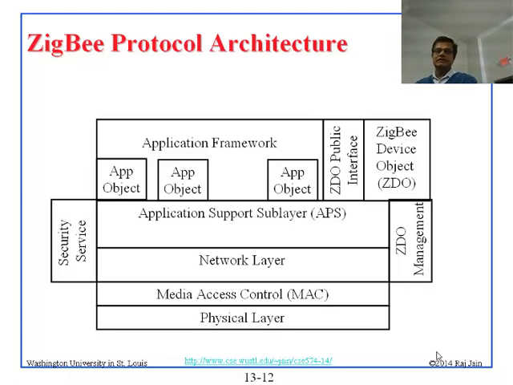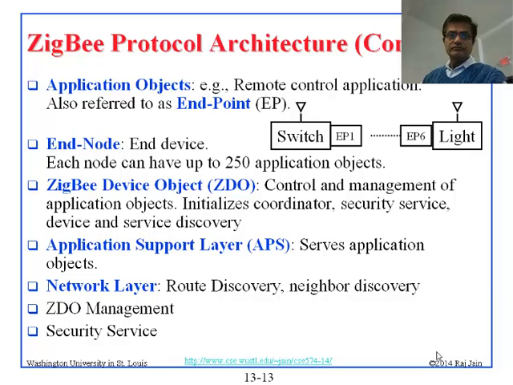So we are discussing ZigBee protocol, and ZigBee uses pretty much a standard protocol stack with network layer, transport layer, application layer with some different names. And so we are on the top layer today, which is the application layer. The transport layer is called the application support layer.